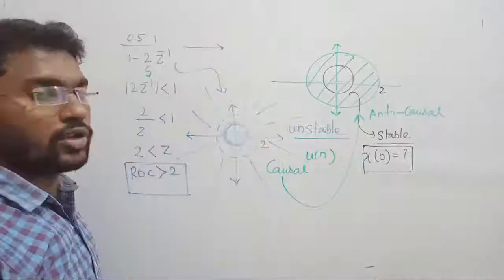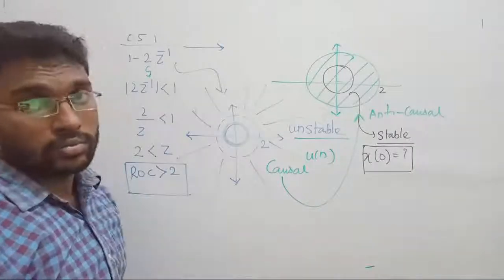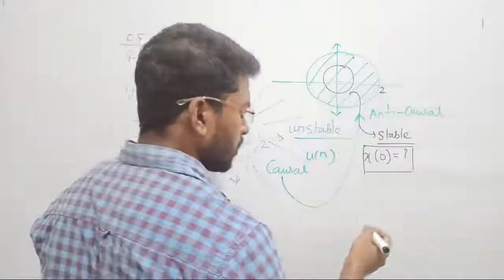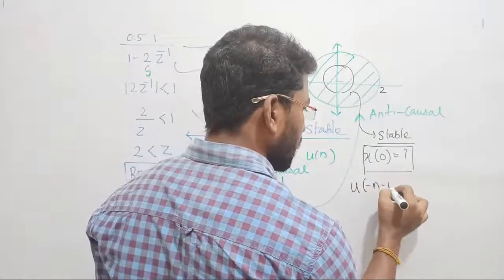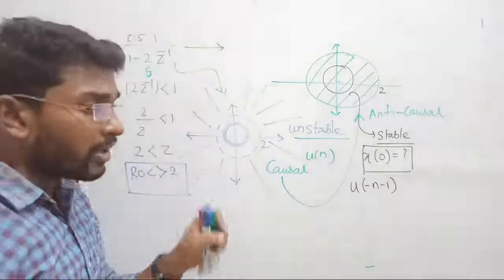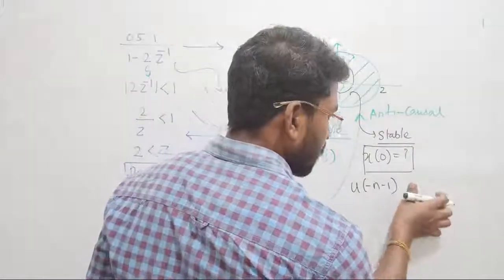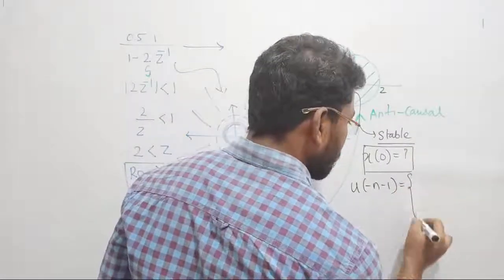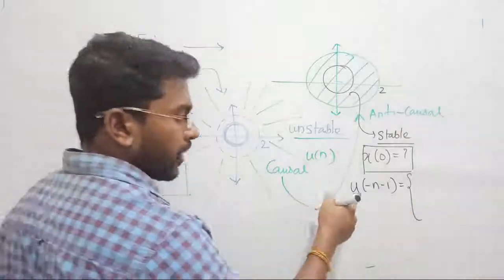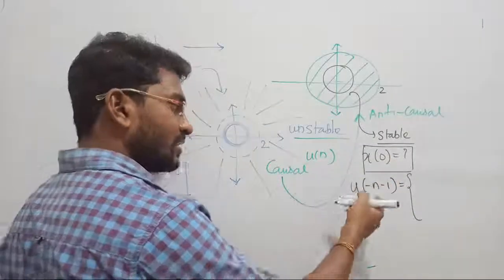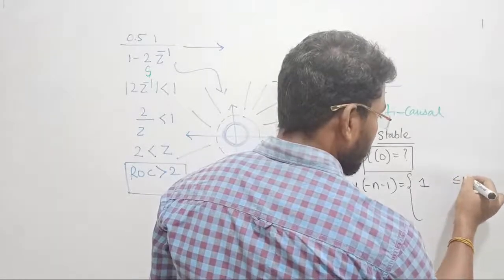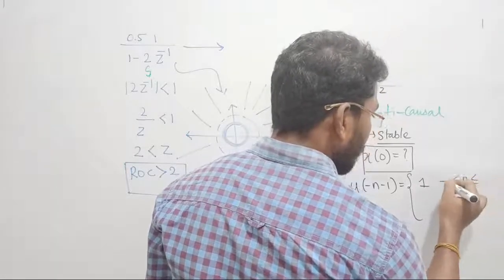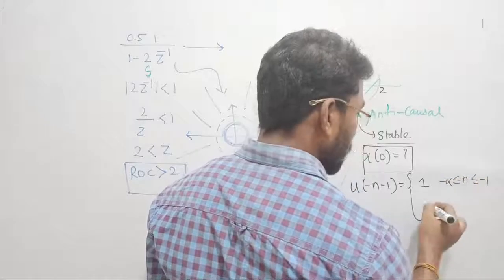In an anti-causal system, the value of x of 0 is 0. How do you represent an anti-causal signal? u of -n - 1. How do you define its limit? This function value is 1, whereas its limit is restricted: we are only drawing from -∞ to -1, and it is 0 elsewhere.